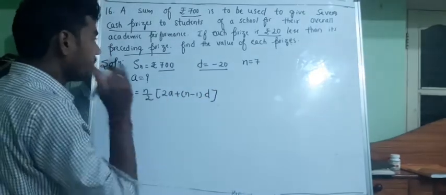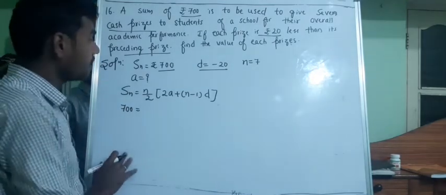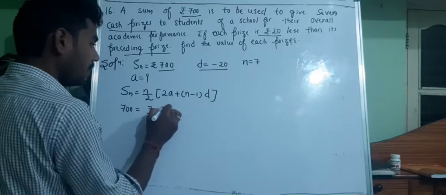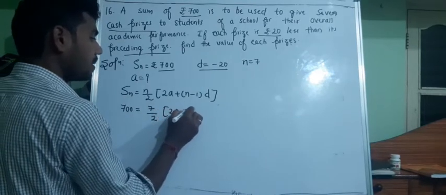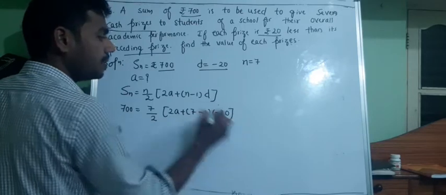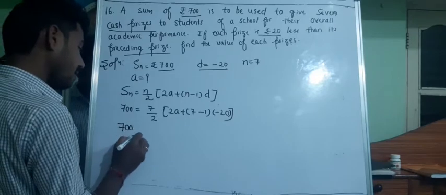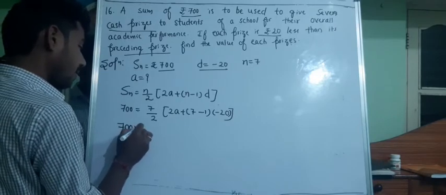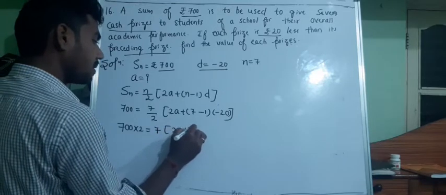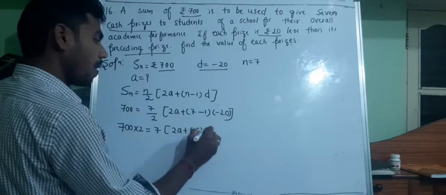Fine. What is Sn here? Sn is 700 is equal to, what is N here? N is 7 divided by 2, into 2A plus 7 minus 1 into minus 20. D is minus 20. 700, I will keep it as it is, into 2 is equal to 7 into 2A plus, 7 minus 1 is nothing but 6, 6 into minus 20.